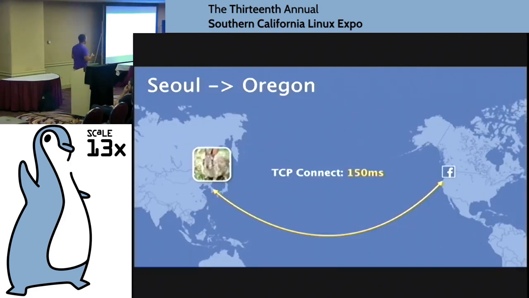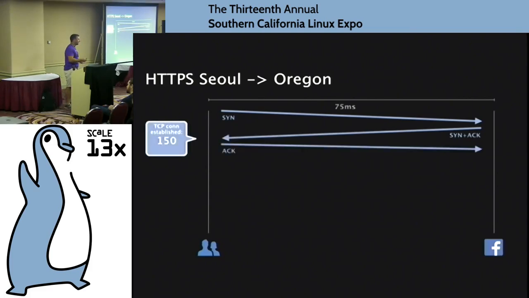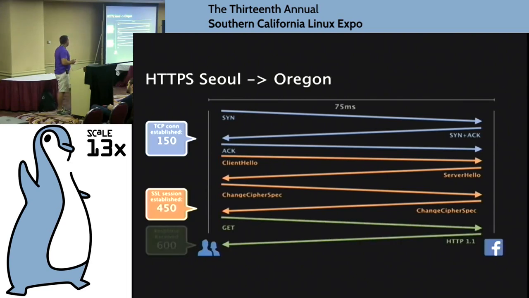So here's an example between Seoul and our Prineville, Oregon data center. There's about 75 milliseconds of latency between the two. And just to establish this TCP session, it would take over 150 milliseconds. So you have your TCP three-way handshake, SYN, SYN-ACK, ACK. Those both have to traverse 75 milliseconds, so there's 150 milliseconds just in TCP connection. Then you have to factor in the five-way SSL handshake. So that adds another 300 milliseconds to the time it takes to establish a connection. And then after 600 milliseconds, you finally get your first HTTP request. And that's a real bummer.